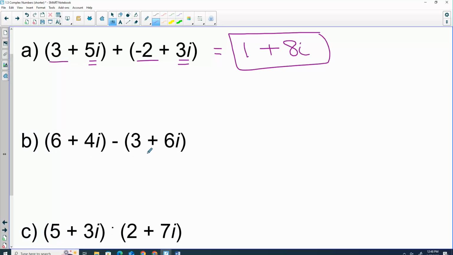How do we subtract? And then combine like terms. So 6 and negative 3 is positive 3. 4i minus 6i.